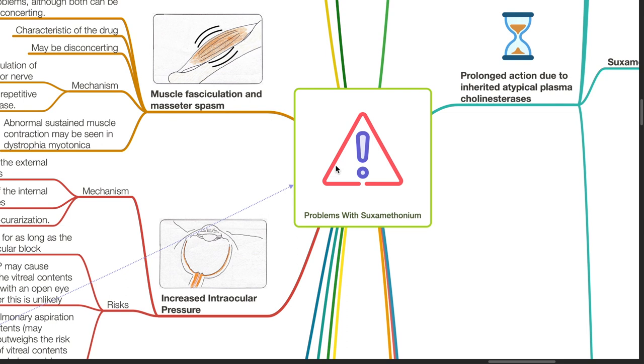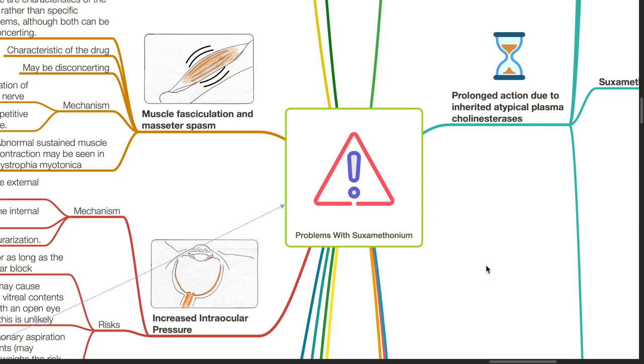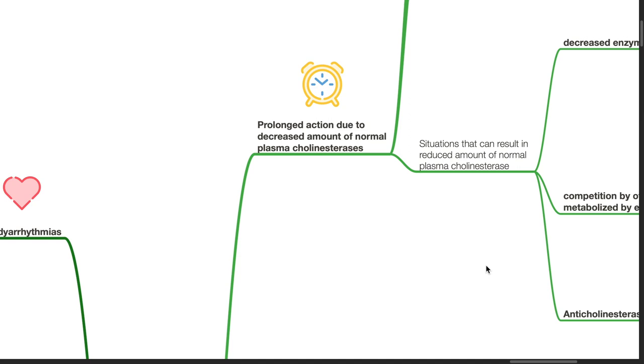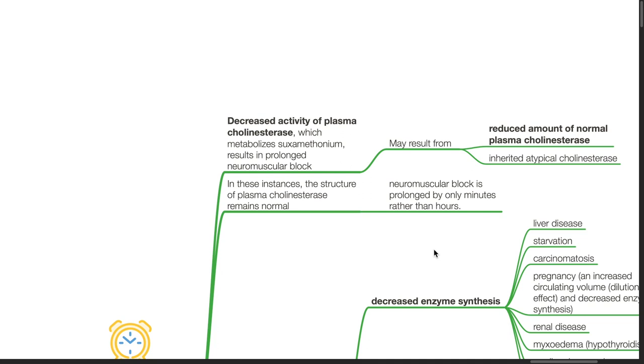Problems with succinylcholine. Prolonged action due to decreased amount of normal plasma cholinesterase. Decreased activity of plasma cholinesterase, which metabolizes succinylcholine, results in prolonged neuromuscular block, and this may result from reduced amount of normal plasma cholinesterase or inherited atypical cholinesterase.